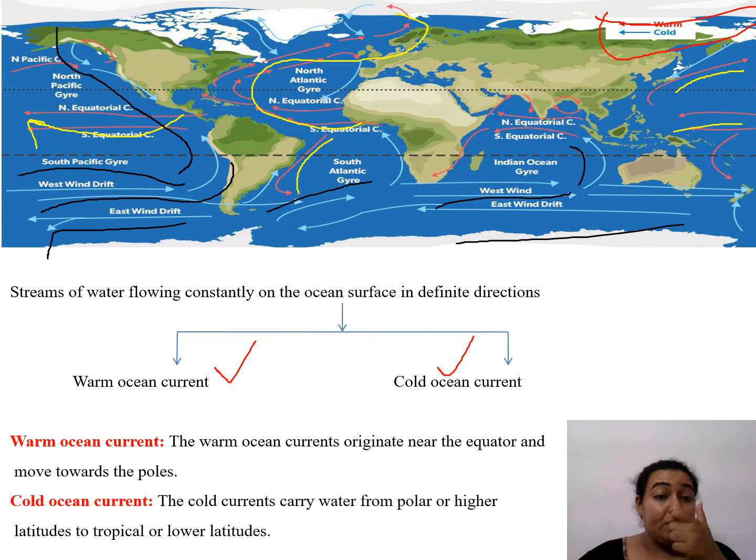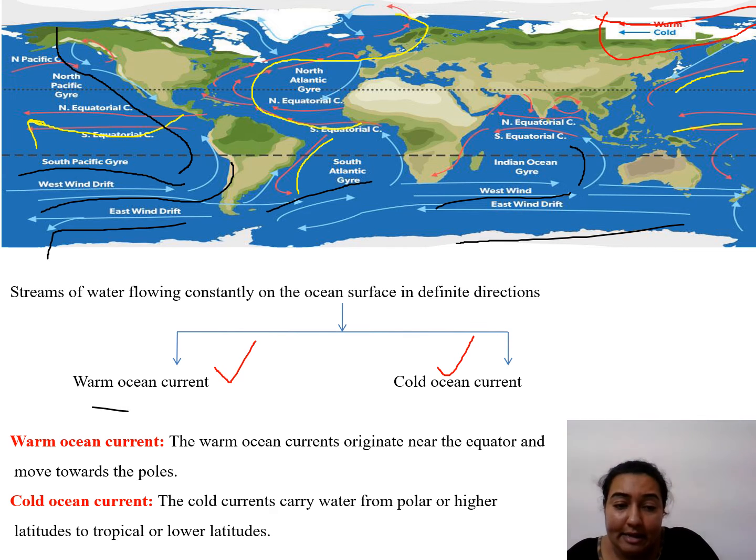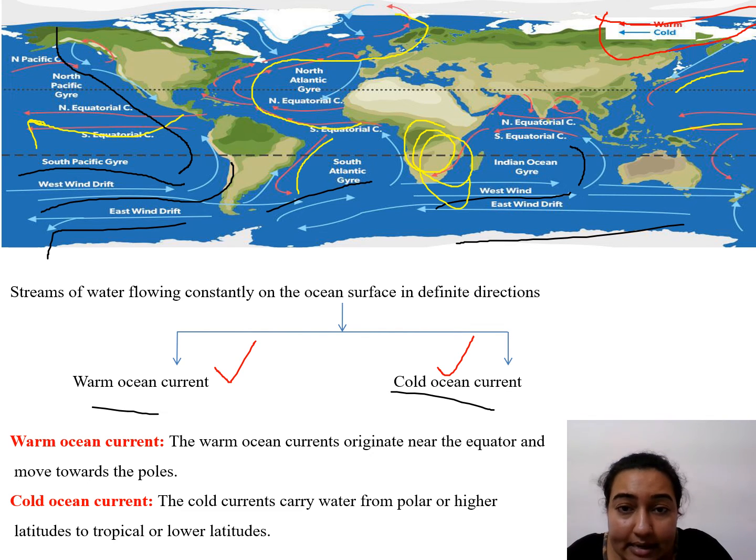Yes. So streams of water flowing constantly on the ocean surface in definite directions are divided into two types: warm ocean current and cold ocean current. Now warm ocean currents originate near the equator and move towards the poles. Where is the equator? I can see the equator over here, and over here. So they always originate near the equator and go towards the poles.